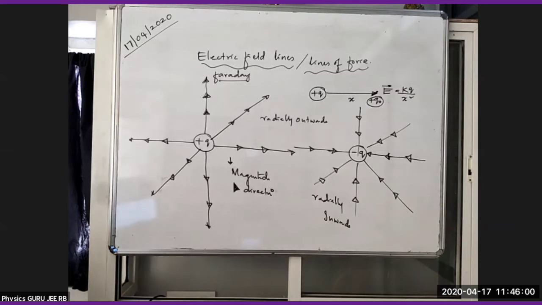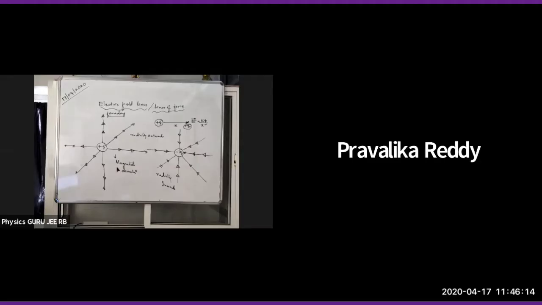According to Faraday, the arrow indicates the direction, length indicates the magnitudes. Next, electric lines of force are radially outwards for positive charge, radially inwards for negative charge.